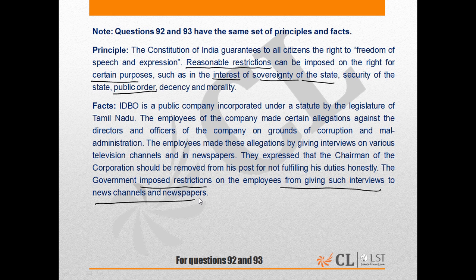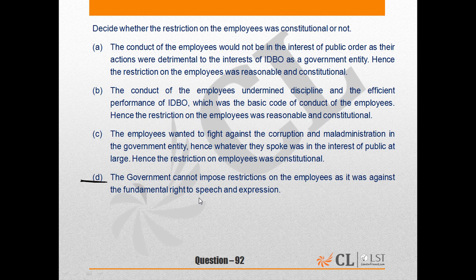So that is why when we come down to question 92, which says to decide whether the restriction on the employees was constitutional or not. From the facts we can see that such a restriction was constitutional, it was reasonable. Option D, which has been marked by the majority of the students, says the government cannot impose restrictions on the employees as it was against the fundamental right to speech. So we can say the restriction was not against the fundamental right, it was reasonable. So D definitely cannot be the answer.